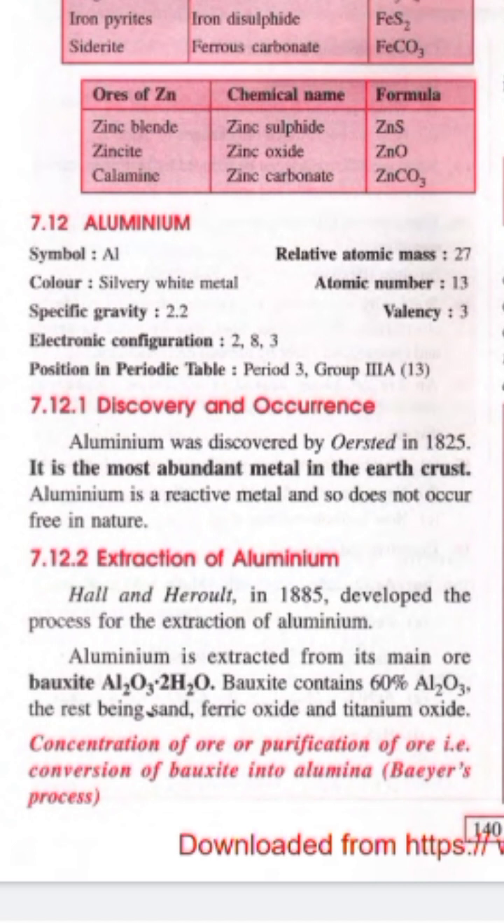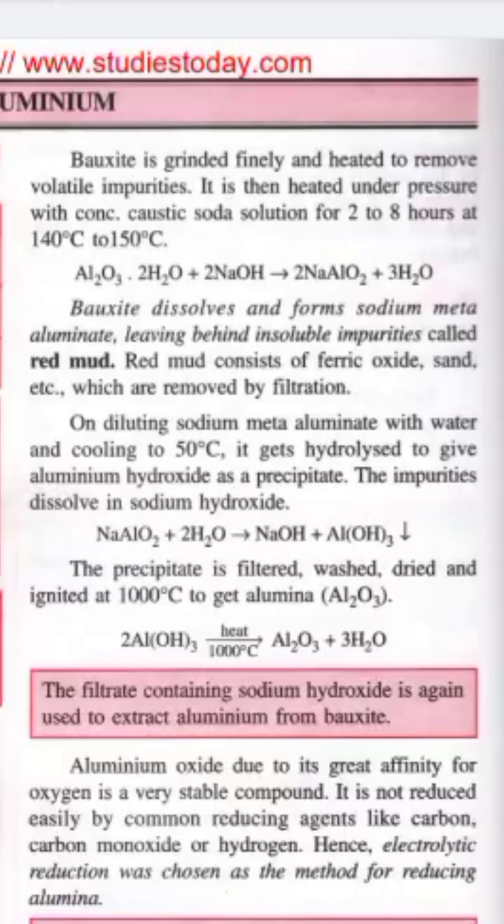So the first step, that is purification of this ore, is conversion of bauxite into alumina. Alumina is nothing but Al2O3, anhydrous aluminium oxide. That is done by a process called Bayer's process, because Bayer was the person who discovered it. So now let us see how bauxite is converted into alumina.